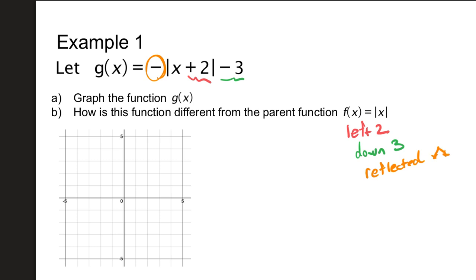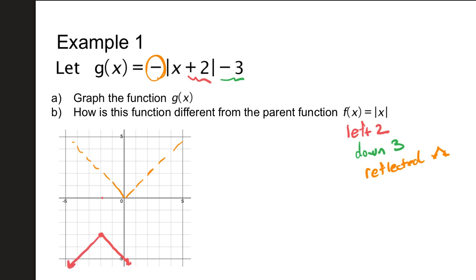So when we graph this equation, if we think about that parent function that we've been starting with, in order to graph our new function, we're going to take this parent function, move it to the left 2 units, move it down 3 units, and make that V open down instead of up. Now, I'm hoping at this point that we really don't even have to plot many more points.